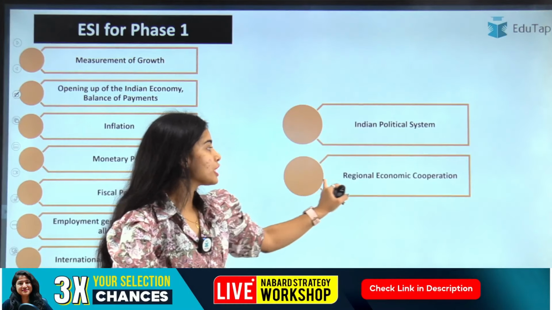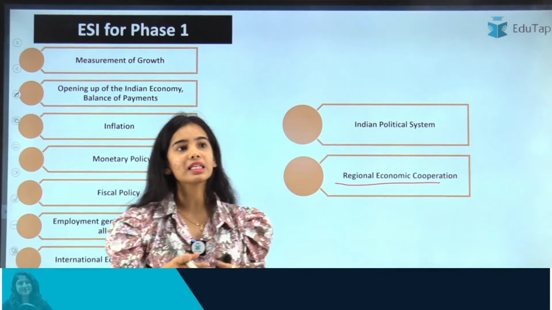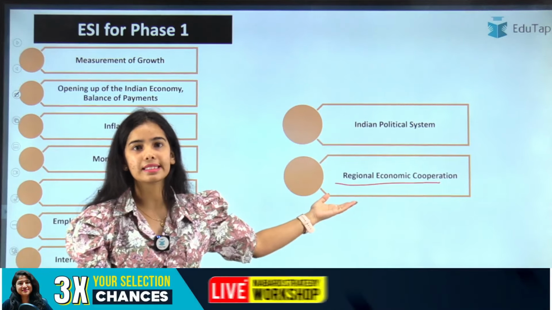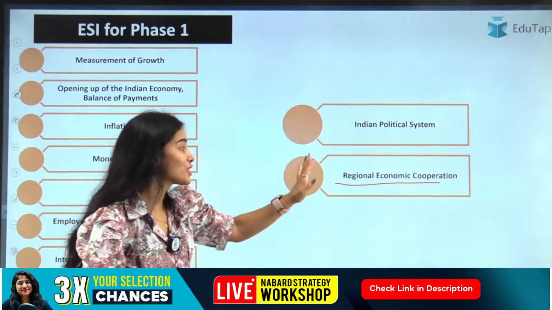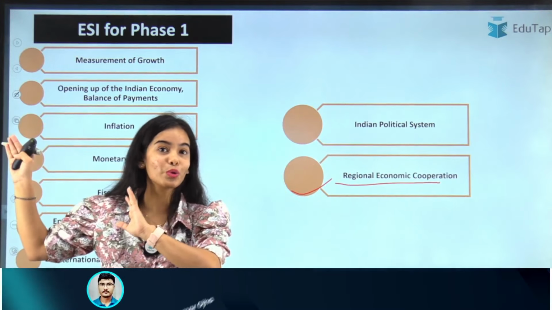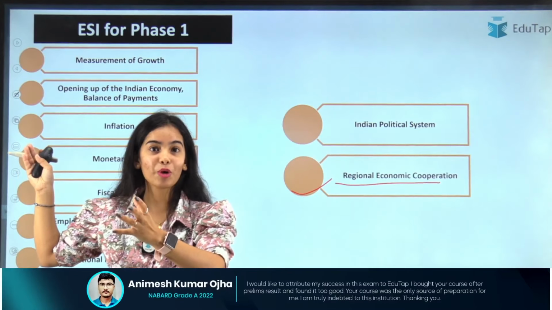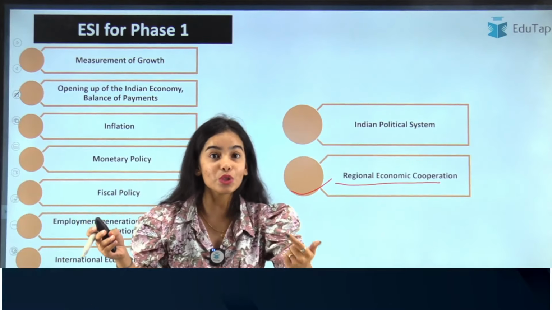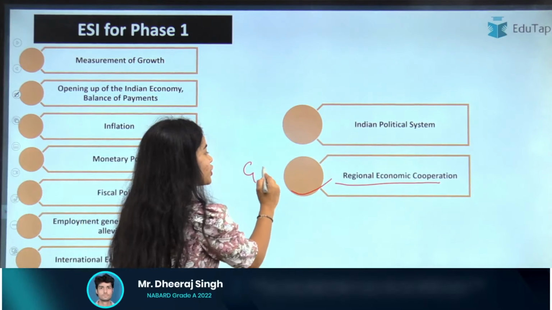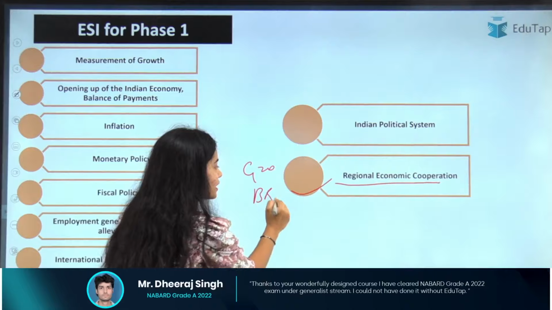Okay, so coming to regional economic cooperation. Now you will say that regional economic cooperation, so this is ESI static, so there are so many chapters. No, regional economic cooperation, you do not have to go to history for how many regional economic cooperations there are. You are reading about regional economic cooperation in the newspapers currently. Have you read about the G20? Have you read about the BRICS?